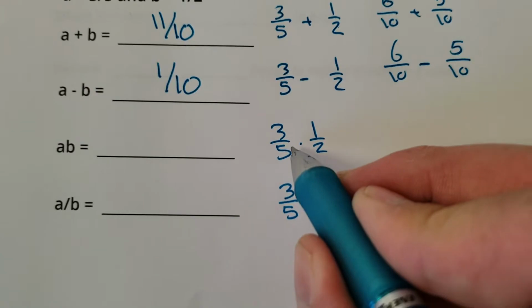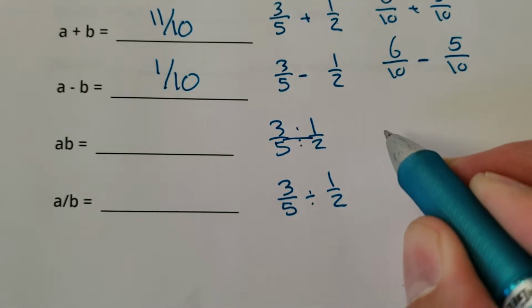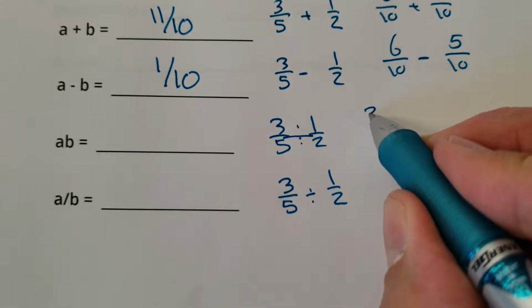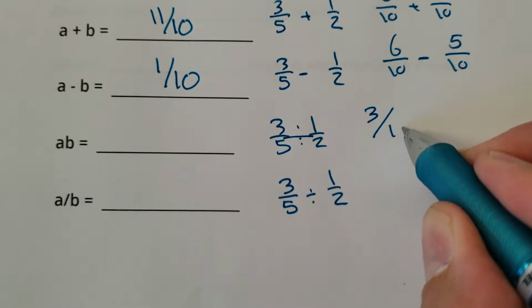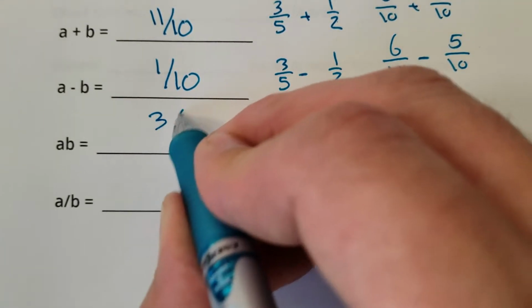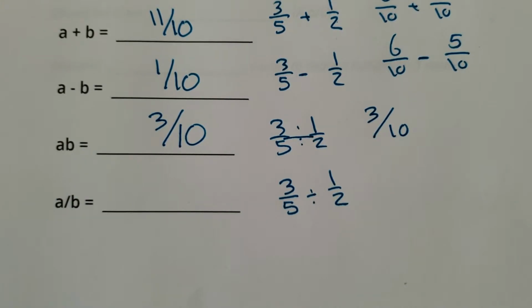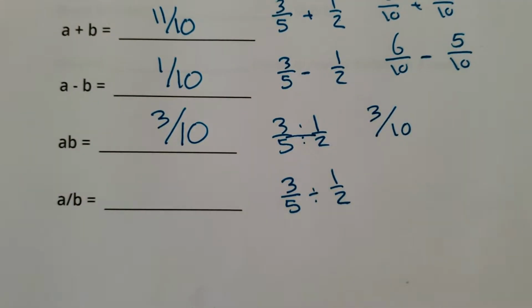When you multiply fractions, it gets a little bit easier. You just multiply straight across. 3 times 1 is a 3. 5 times 2 is a 10. So this is going to be 3/10. Again, that doesn't need to be simplified because 3 is odd and 10 is even.